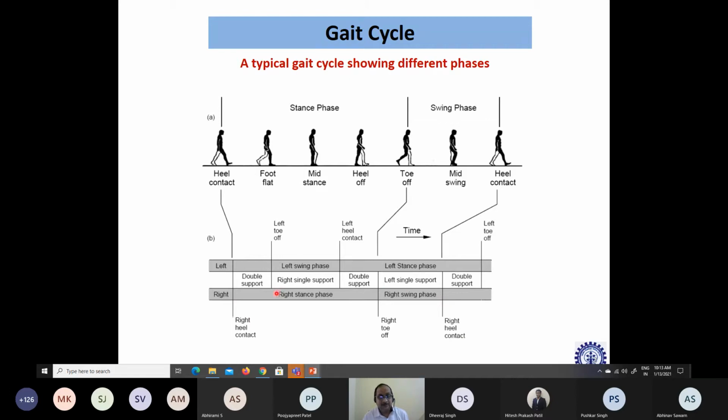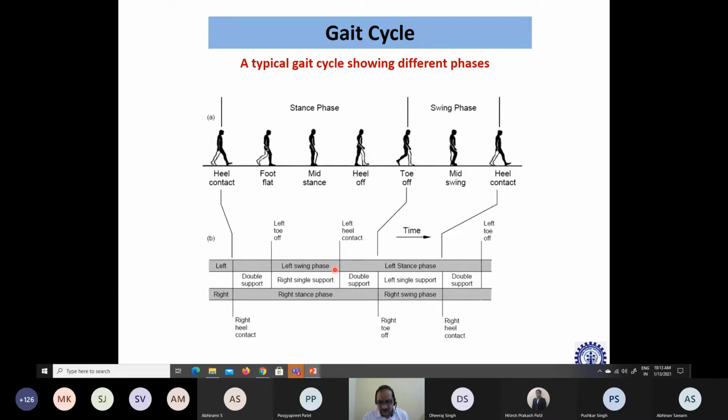In the meantime, when this right foot is executing certain stance or swing phases, the left foot is also doing something at the same time, simultaneously. When the right foot is going through the stance phase, the left foot is going through the swing phase. Okay, just the other thing.